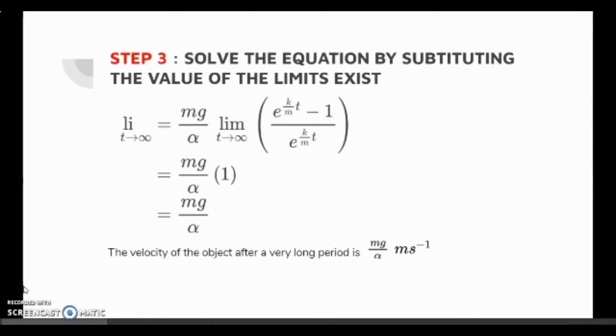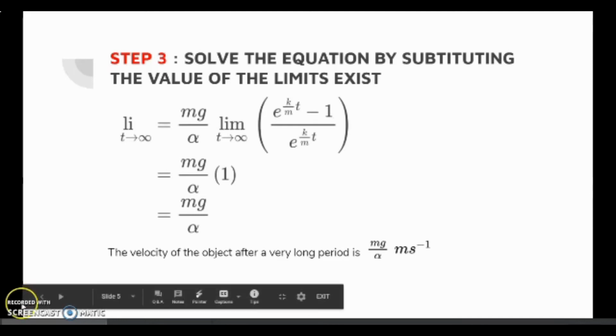The velocity of the object after a very long period is mg over alpha meter per second.